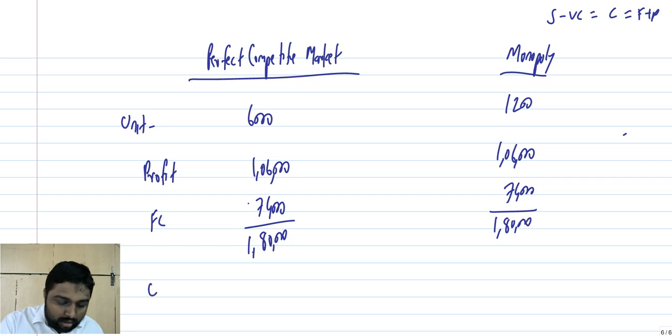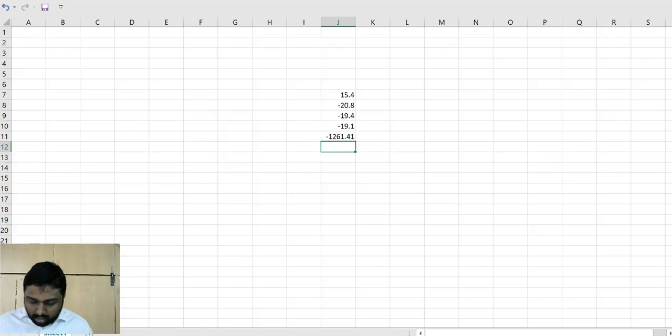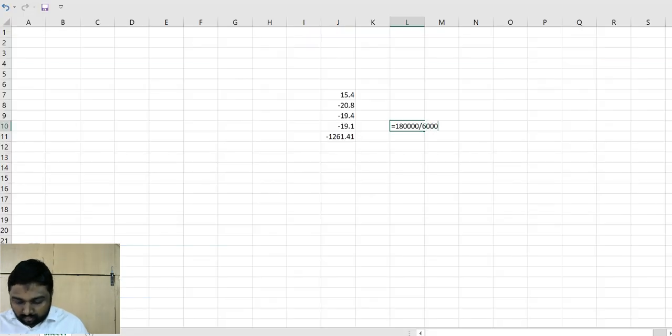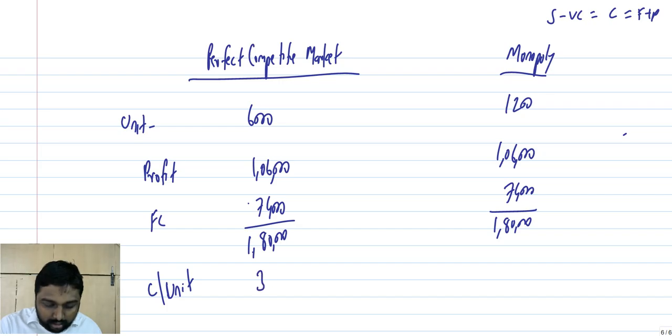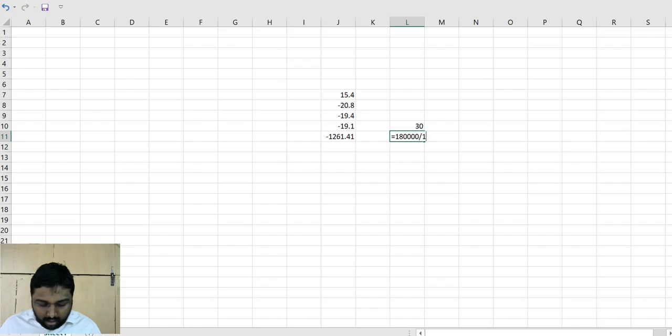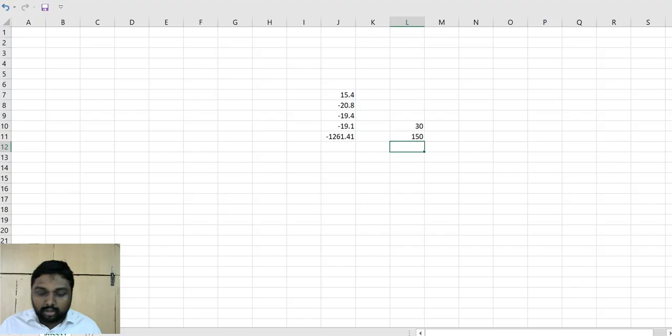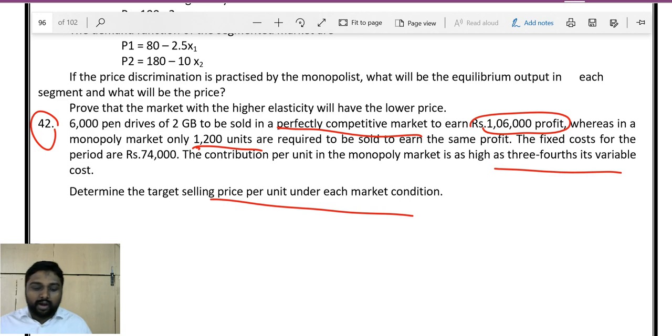So what will be the contribution per unit? Contribution per unit will be 1 lakh 80,000 divided by 6,000, which will be 30 here, and here 1 lakh 80,000 divided by 1,200, which will give you 150. So contribution per unit in the monopoly market will be 150.